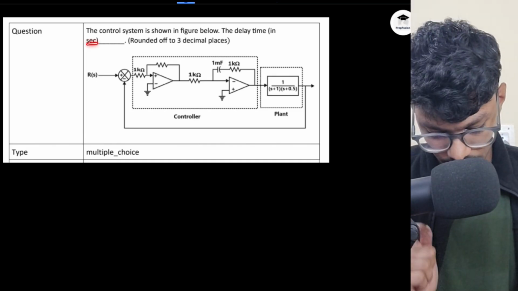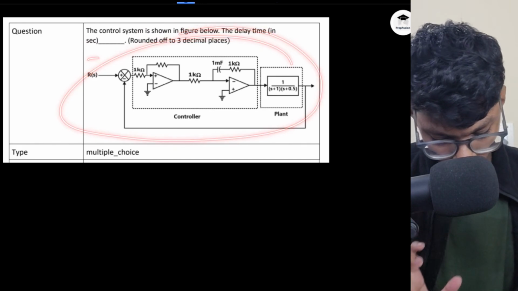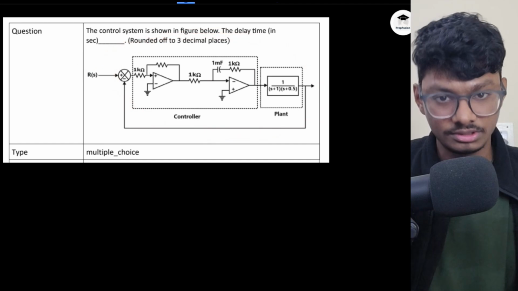Let's solve this question. The control system is shown in the figure below. The delay time in seconds will be equal to what? So the control system is shown. We have to find out the delay time.